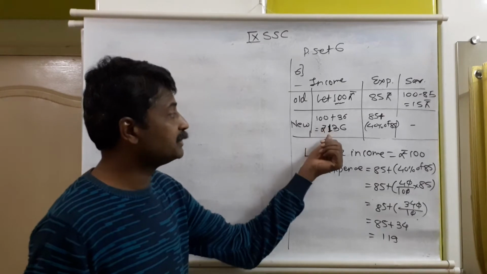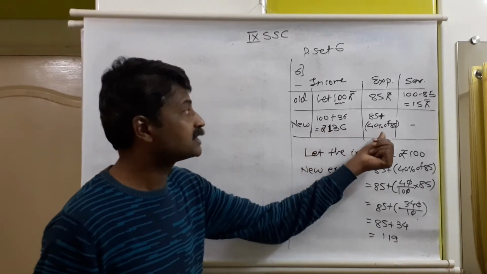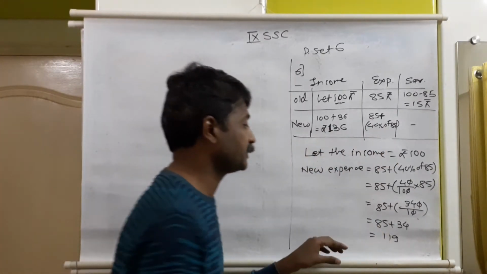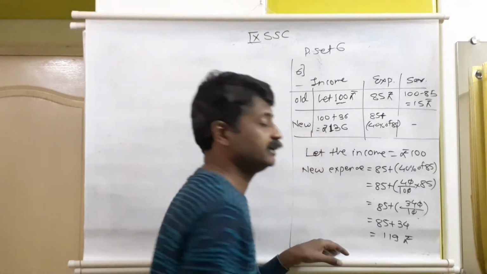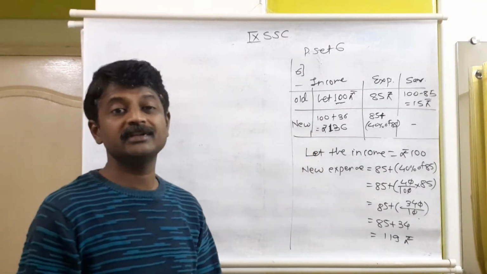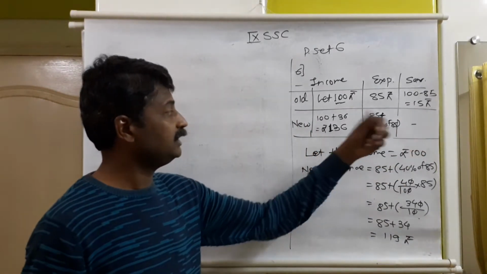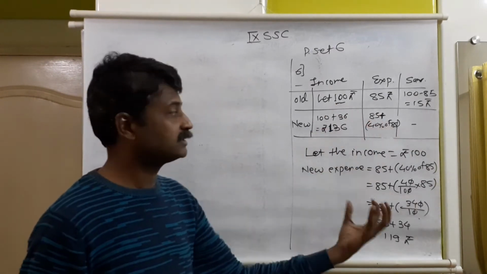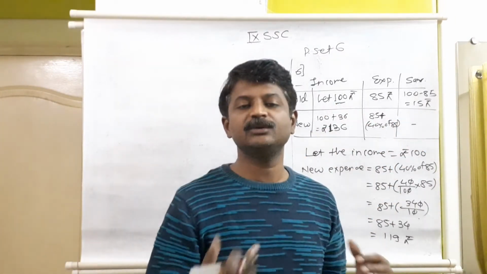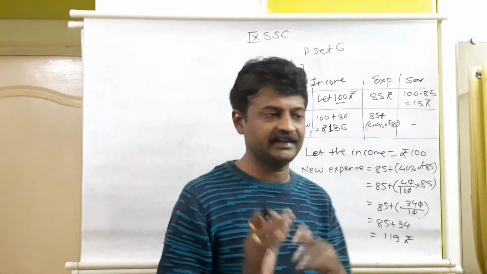If the new income is rupees 136, how much is his new expense? New expense is 119 rupees. Now what will be the new saving? Saving will be new income minus new expense. We will get the new saving, and then easily we can convert that saving into percentage saving.